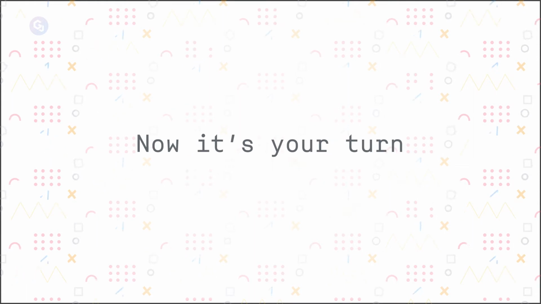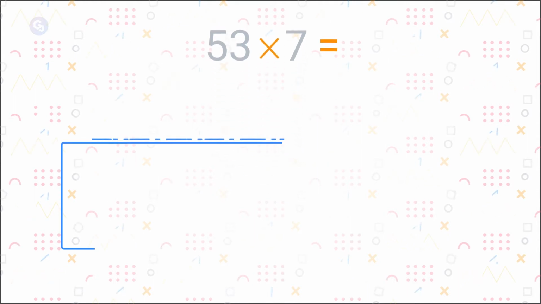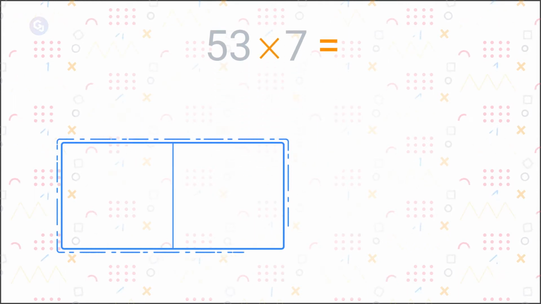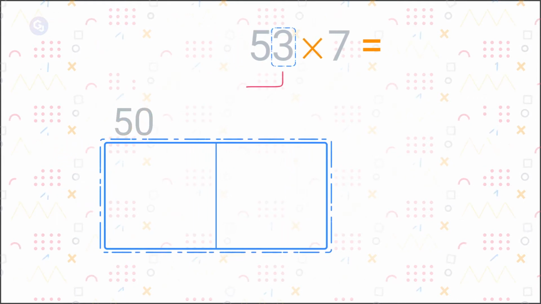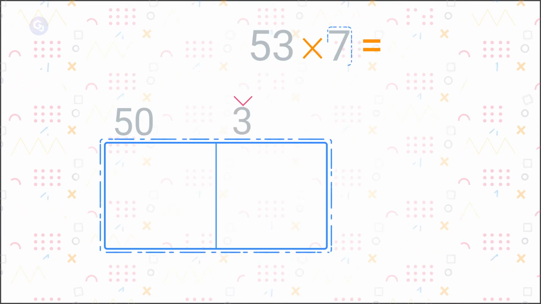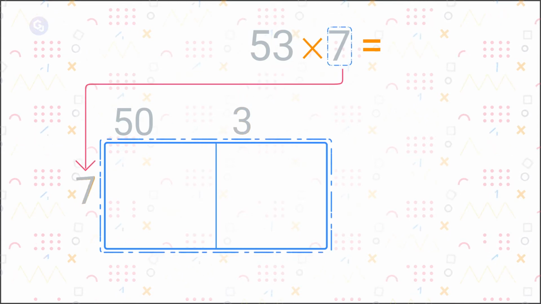Now it's time for you to practice on your own. Use an area model to figure out what 53 times 7 equals. To start this problem, you should have taken your area model and separated the number 53 into 5 tens, or a value of 50, and 3 ones, or a value of 3. And this was all being multiplied by 7.